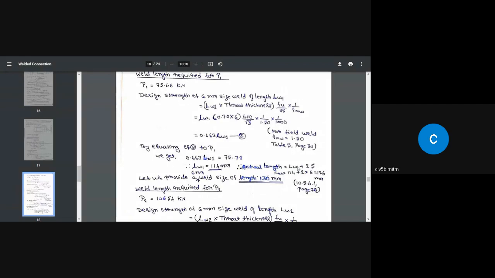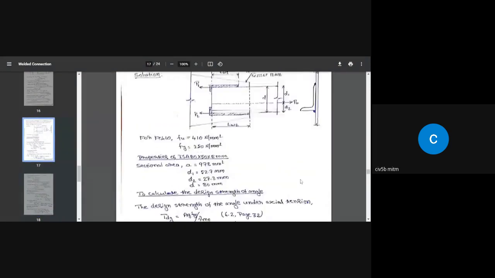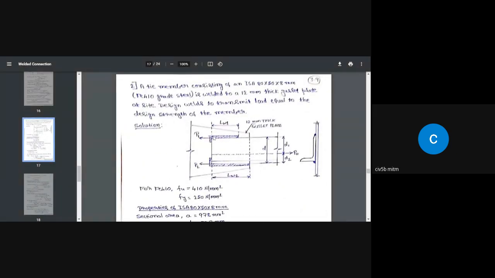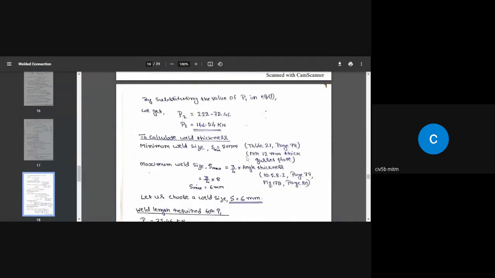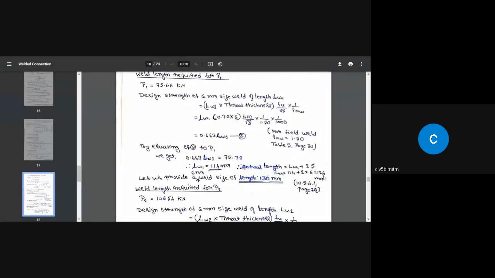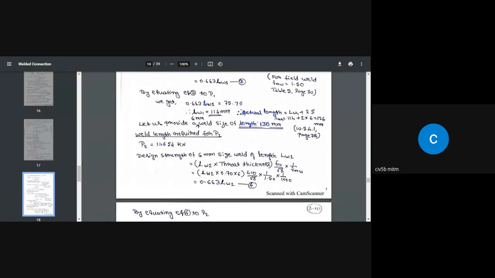So the total length or the actual length of the weld we are going to provide is the minimum effective length of 114 millimeter plus 2 times the size of the weld. Size of the weld is 6 millimeter. So total is 126 millimeter. So the minimum total length of the weld we need is 126 millimeter. But however, we are not going to give that fractional value. Instead, we are giving a length of 130 millimeter on the top side.